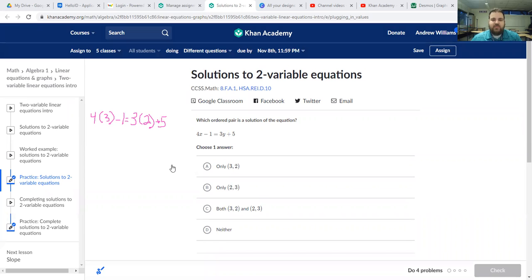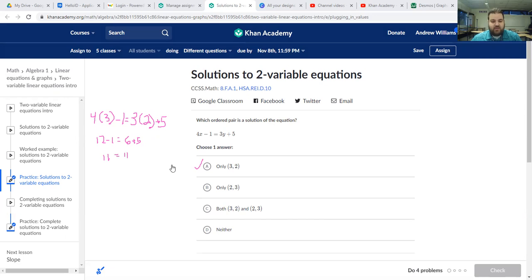And from here, we can just start simplifying and seeing if we end up with a true statement. 4 times 3 is 12. And I'll bring down the minus 1. 3 times 2 is 6. And I'll bring down the plus 5. 12 minus 1 is 11. 6 plus 5 is 11. So far, A is correct.